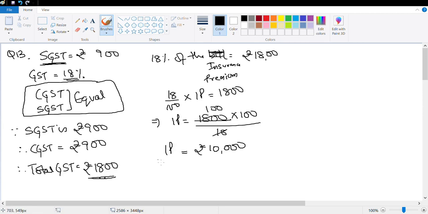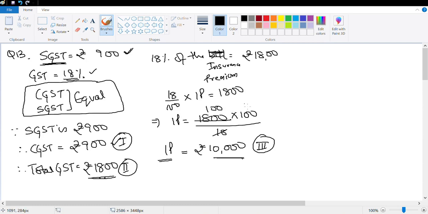So this is a reverse question. Earlier we were given the bill amount and we had to calculate the CGST and SGST. In this case, we've been given the GST, not even the GST. We've been given the SGST amount. From here, first we needed to calculate the CGST. That's our step 1. Step 2, we needed to calculate the total GST. Step 3, we had to calculate the insurance premium by using again percentage that we learned in class 6 or 7.